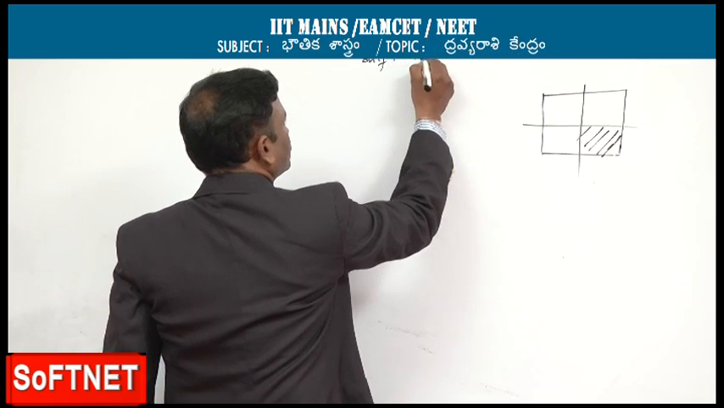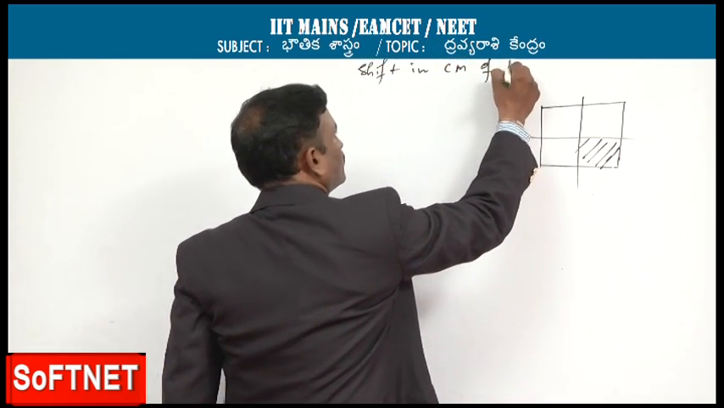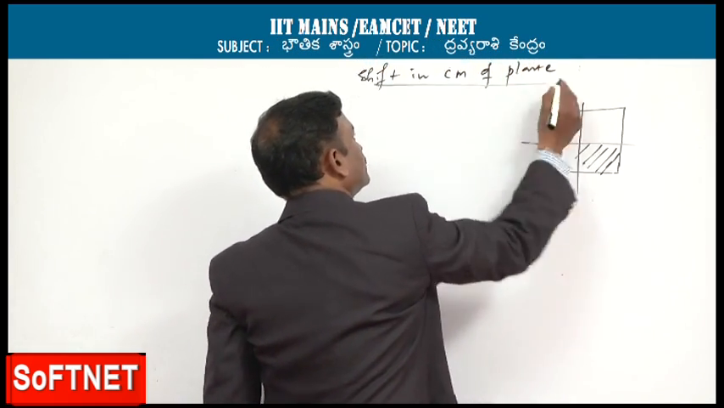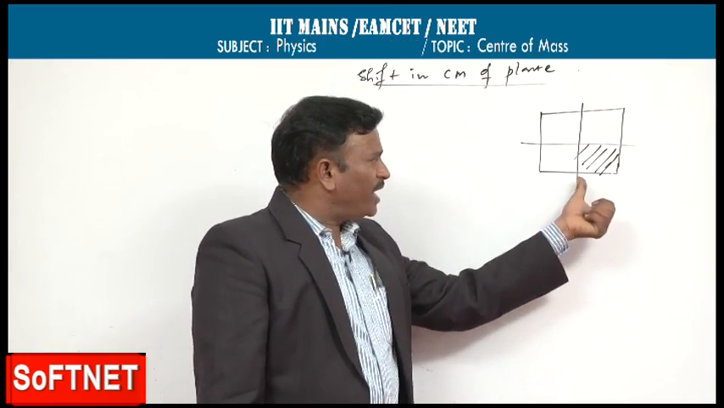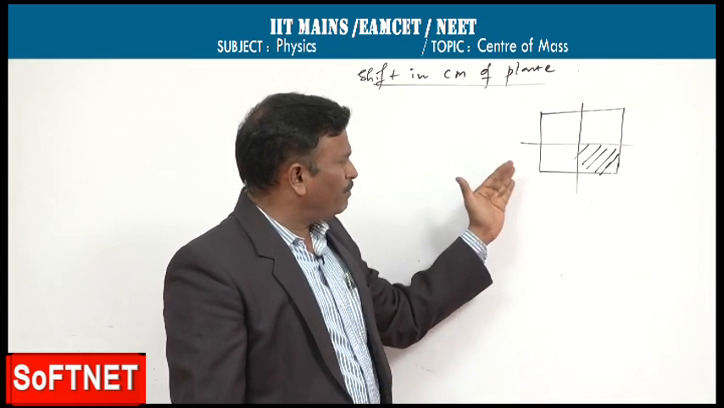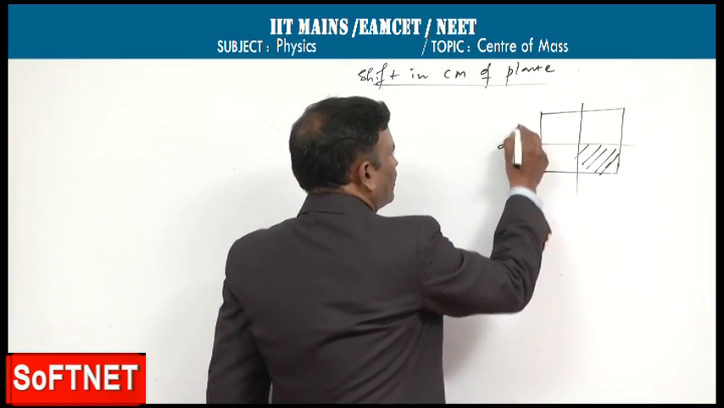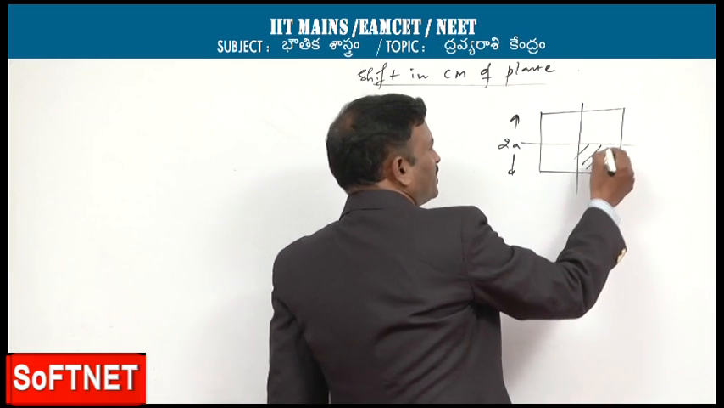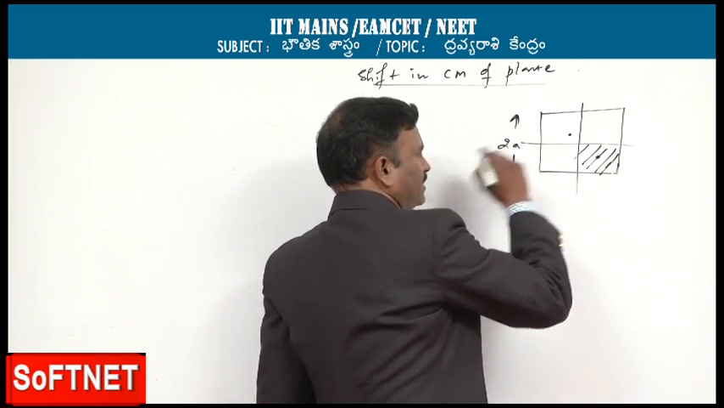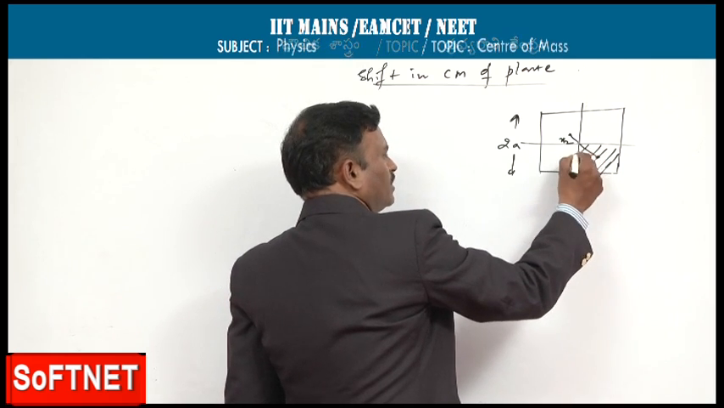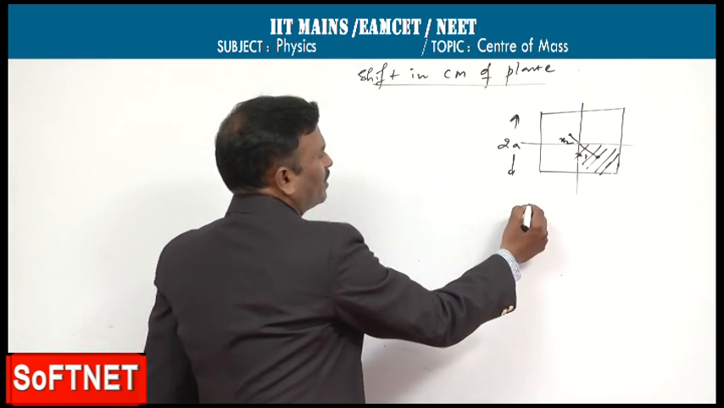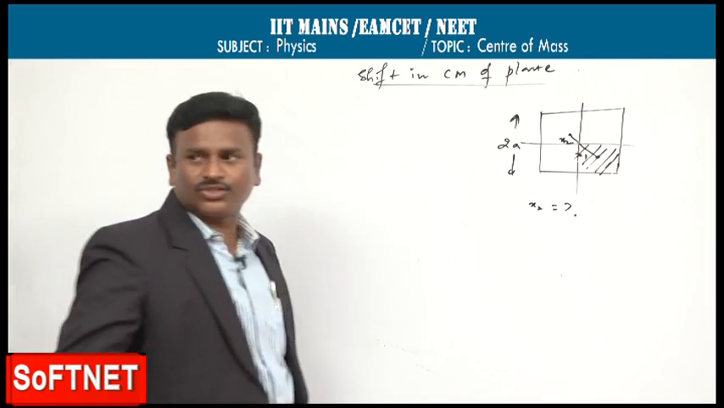Shift in center of mass of a plate. When a square plate is removed from a big plate of side 2a, the shift in center of mass will, obviously, be backward. Let us take the shift as x2, and the position of the removed plate as x1. We need to find out what x2 is equal to.